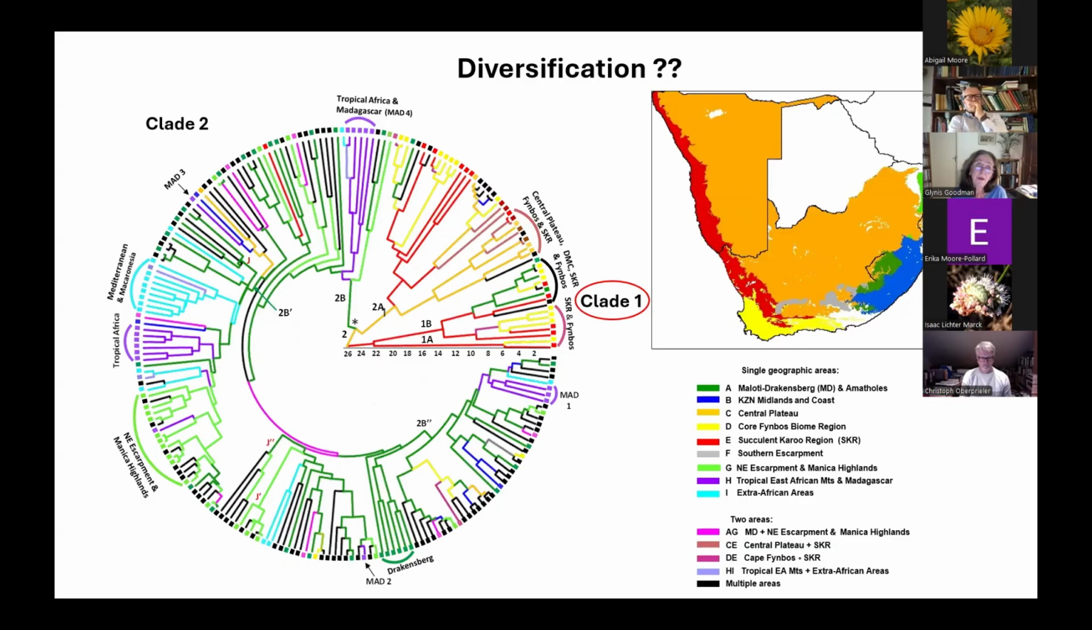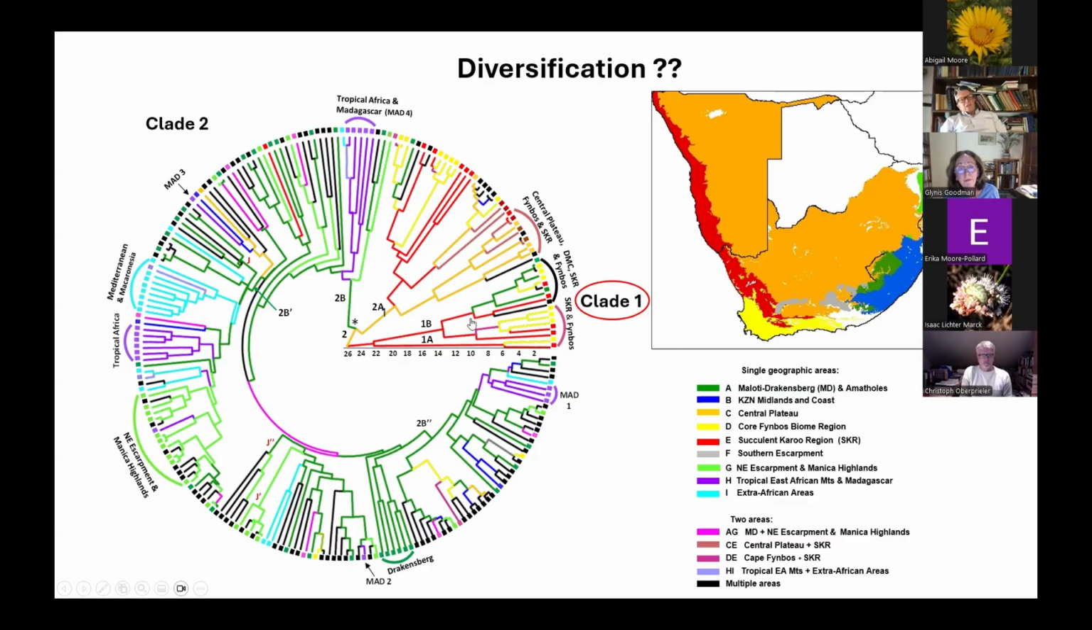Okay, so if we look at the phylogeny itself, you'll notice that there are actually two major clades diverging from the base here. The first of these, clade 1, is relatively small, with clade 2 being all of the rest of it. Clade 1 is itself divided into two clades, so we've got 1A and 1B here. For the most part, this 1A clade is within the succulent Karoo, with dispersals into this core Cape fynbos biome in yellow here.